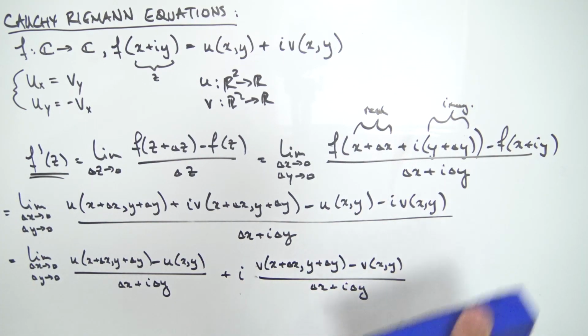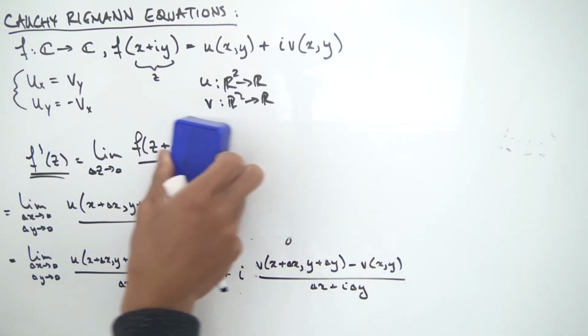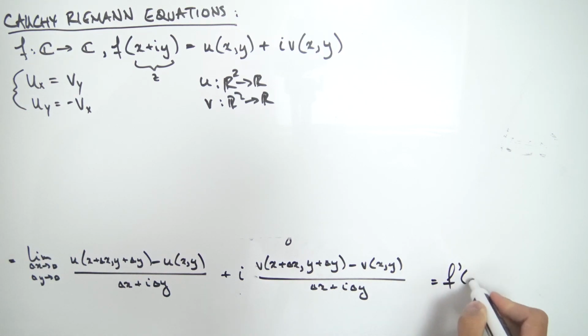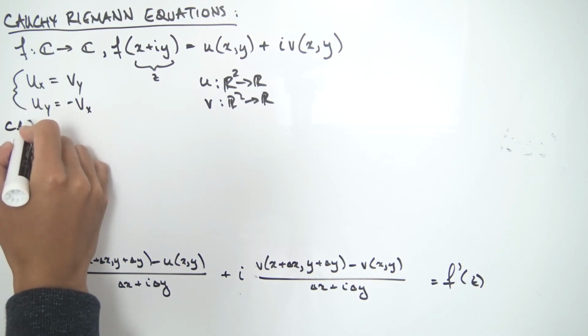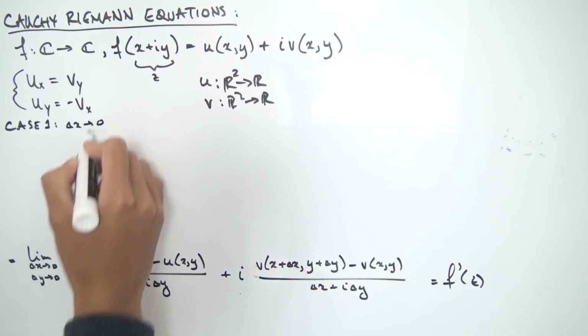So what do I mean by that? Let's rub out all of this stuff up here. We don't really need it anymore. So we just have to remember that all of this stuff is still equal to f prime of z. So let's see what happens as delta x approaches 0 first. That's kind of like the first case, which is case 1, which is delta x approaches 0 first.